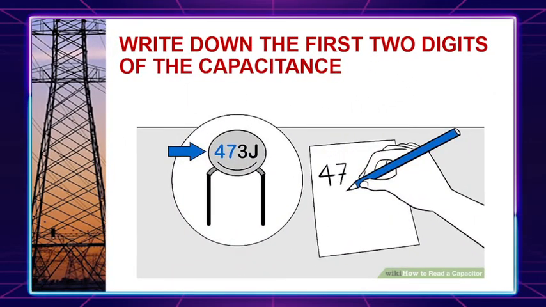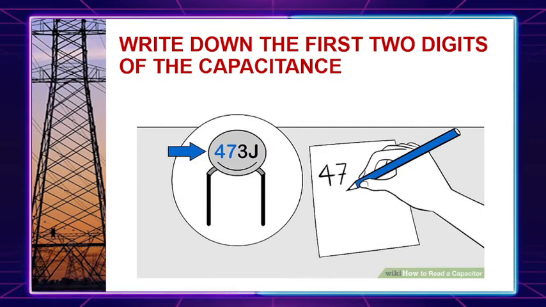So another method to know the capacitor value is reading compact capacitor codes. So kindly look at the drawing or illustration. So we have 473J. So first, copy the first two digits. So you have 4, 7. So what you're going to do again, for emphasis, write down the first two digits of the capacitance to know the value. This is for compact capacitor codes.